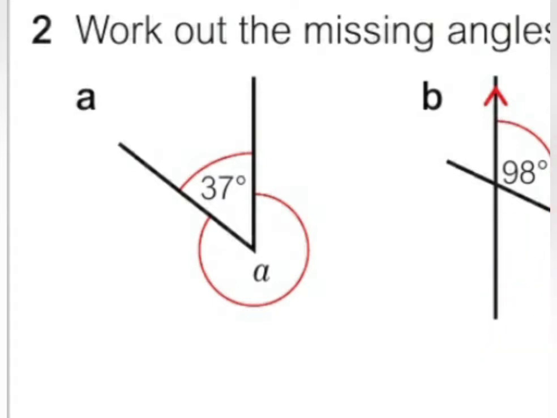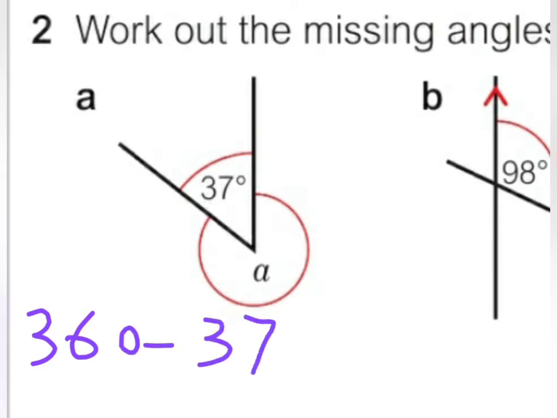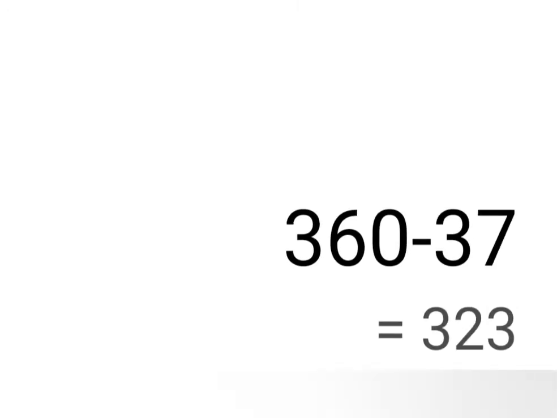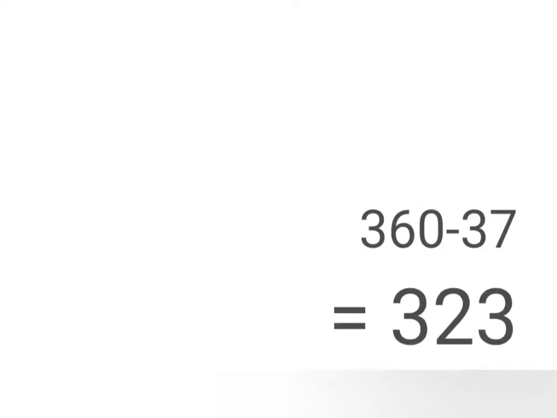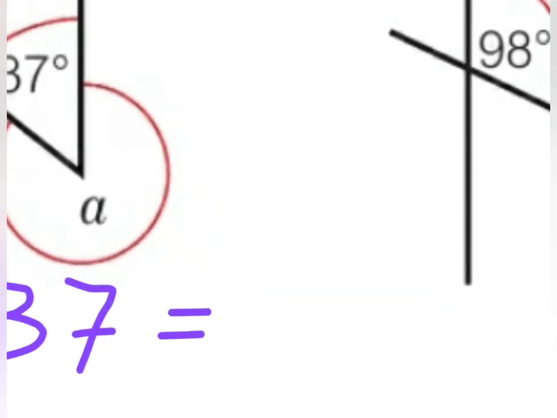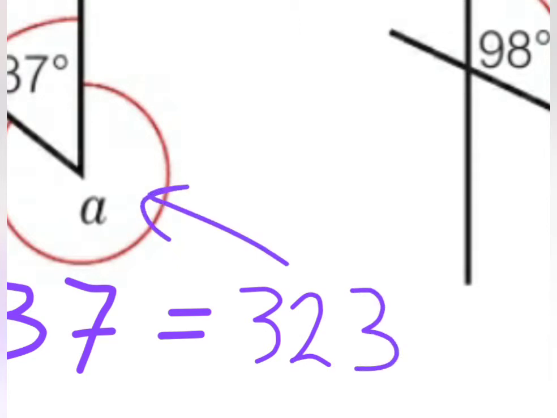So 360 minus 37 equals A. Now, to find this, we're going to use the calculator. Let's go use the calculator and then come back. 360 minus 37. The answer will be 323. Now, let's go back. So the answer is 323, which is angle A.